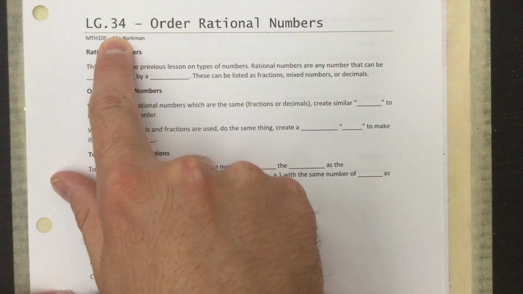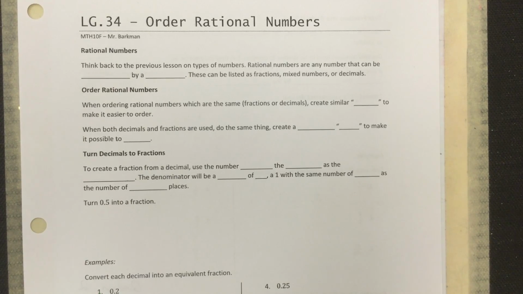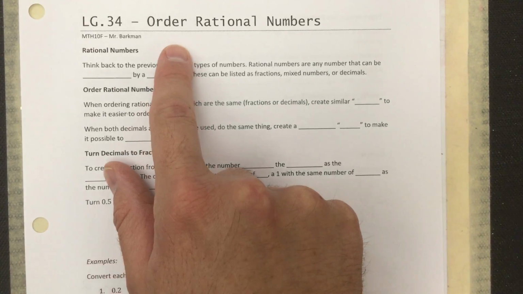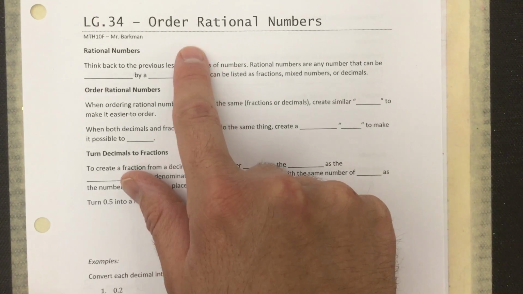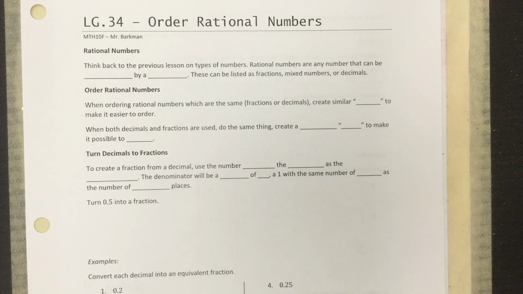In this lesson right here, it's got lesson 34. We're going to be dealing with ordering rational numbers and what that means. Really when it comes down to it, we've done a lot of the ordering already. We've taken a look at rationals such as decimals and fractions. But in this lesson, we're going to be looking at what happens if we have a mix of both.